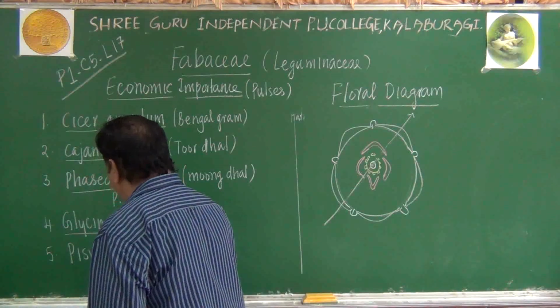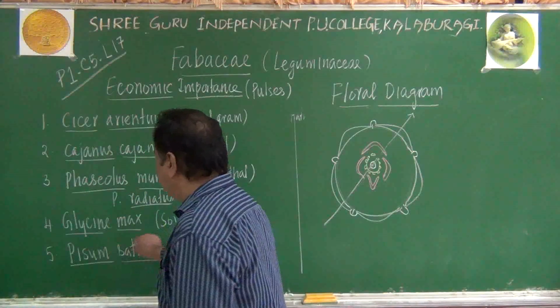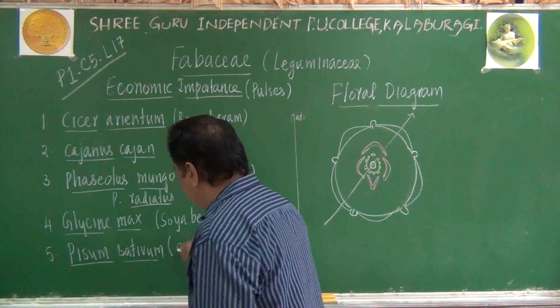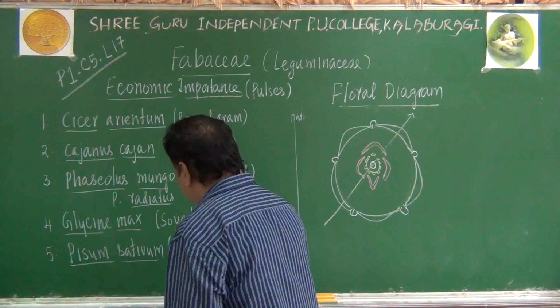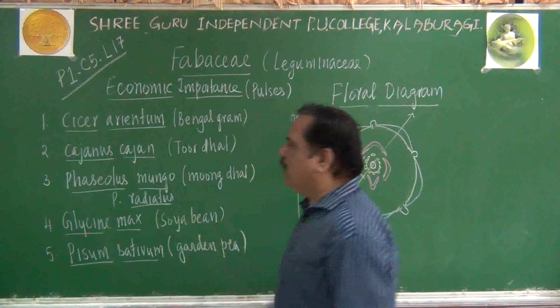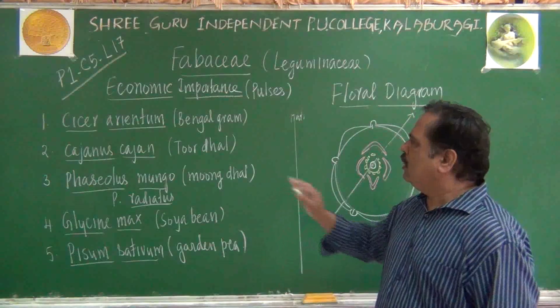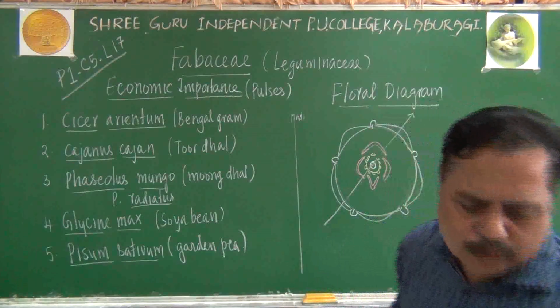Even we can remember about this Pisum, a very important plant. Pisum sativum, you may be remembering. Pisum sativum is otherwise called the garden pea plant. Garden pea, that is called Pisum sativum. These are all various examples, even in our day-to-day life we use them.